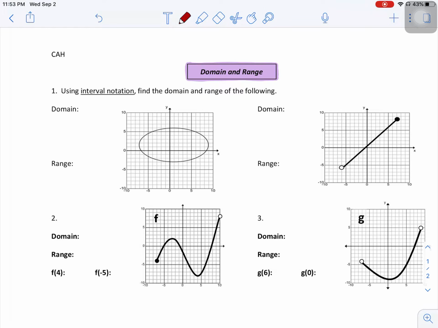All right, so let's talk about domain and range. Specifically, domain and range if you're given a graph. Not just an equation, not a table of values, not ordered pairs, a graph.